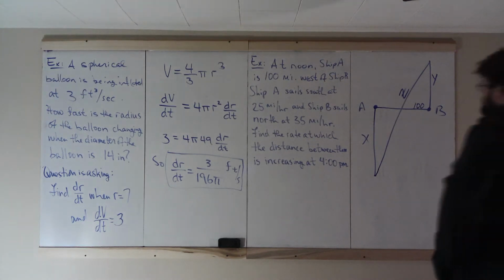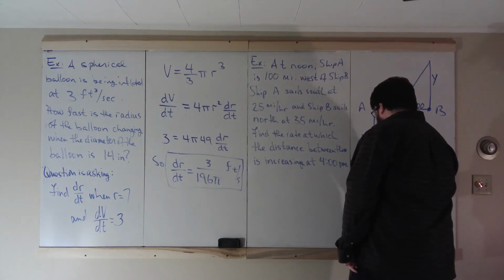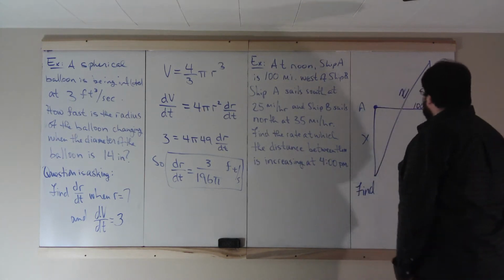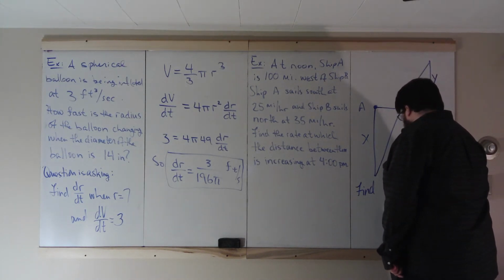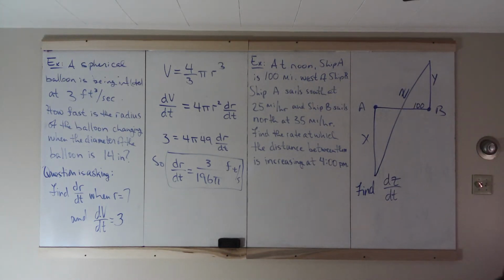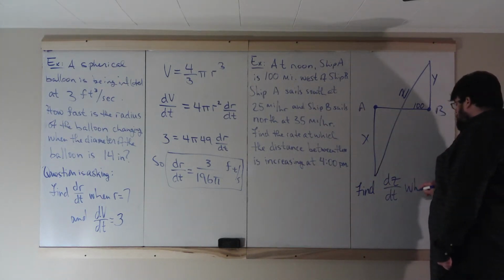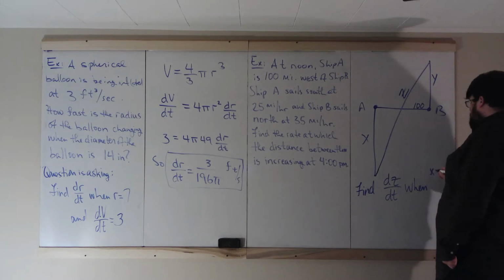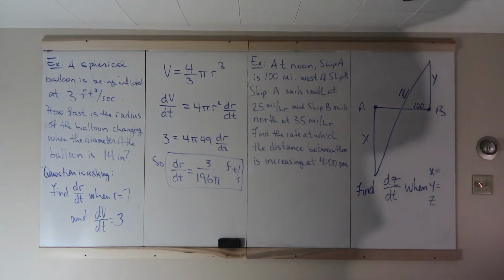So let's translate the question. Find the rate at which the distance between them is changing. Well, z measures the distance between them. So we want dz/dt, how fast it is increasing at 4 p.m. We're going to need an x, a y, and a z. What is x at 4 p.m.?